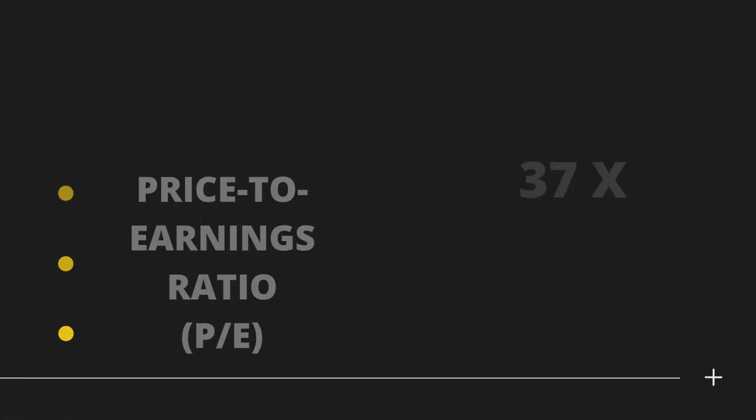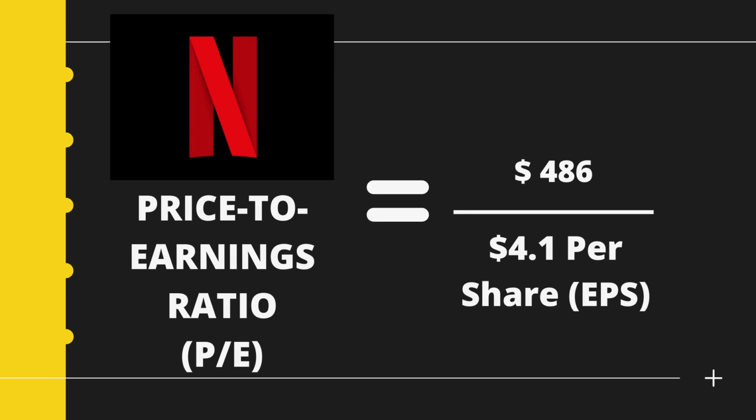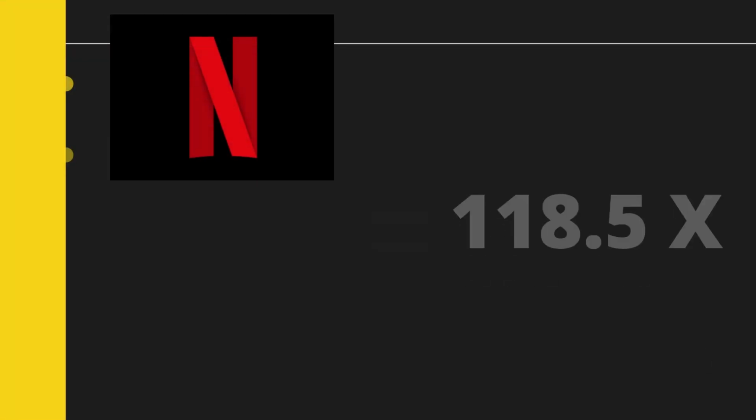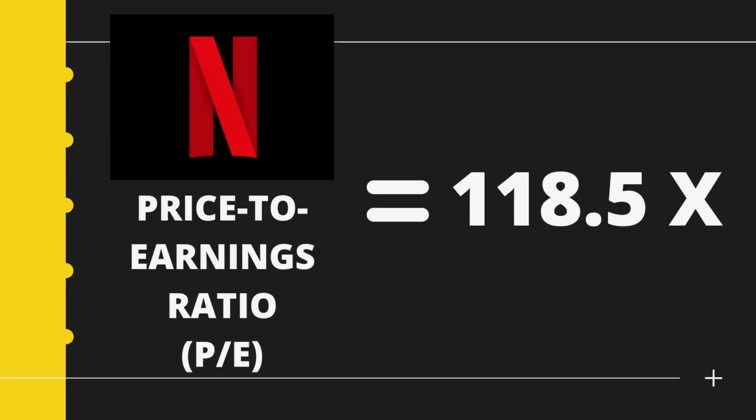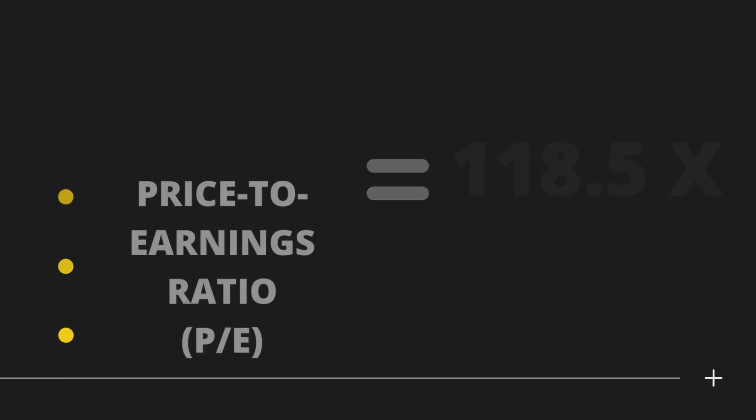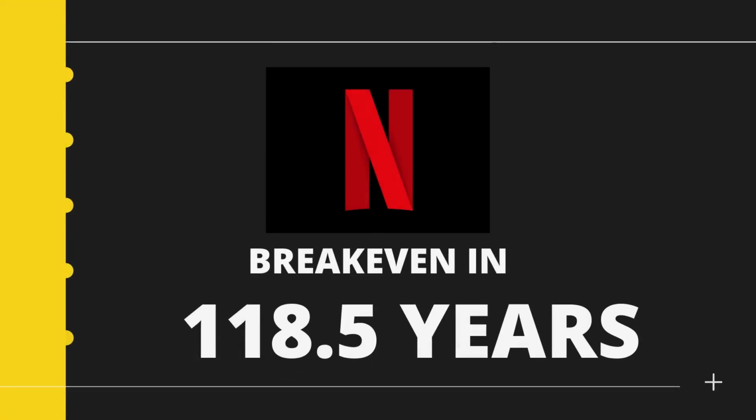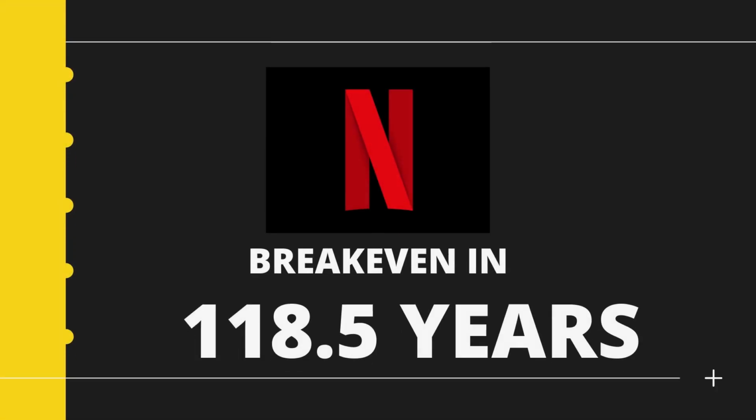Then we can look at a company like Netflix with a share price of $486 and an earnings per share of $4.10 per share. So Netflix has a PE ratio of 118.5 times. From that, we may conclude that Netflix is more expensive than Apple because Netflix needs to earn the same profit 118.5 times before it can match what the company is valued at today.